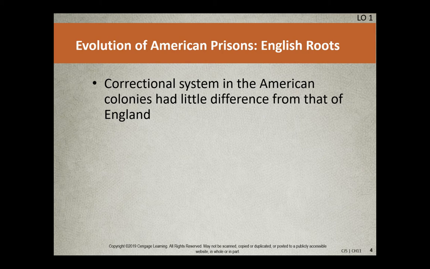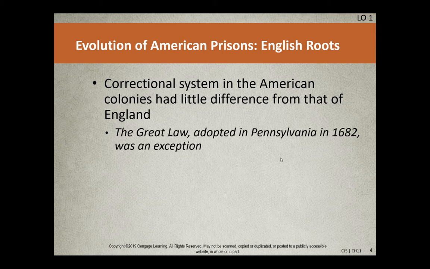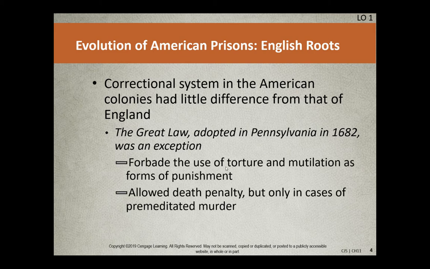The one dissenter of this was William Penn, and he adopted the Great Law in Pennsylvania in 1682. This was a criminal code, and it forbade the use of torture and mutilation as forms of punishment. And instead, felons were ordered to pay restitution of property or goods to their victims. What a concept.